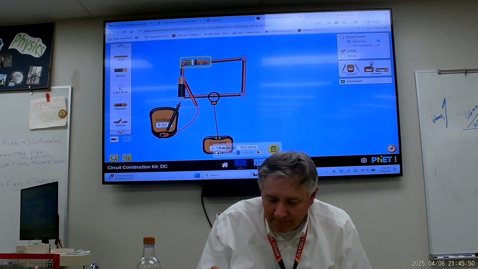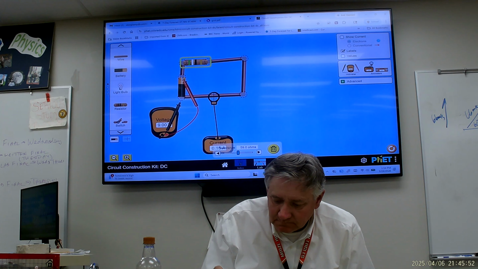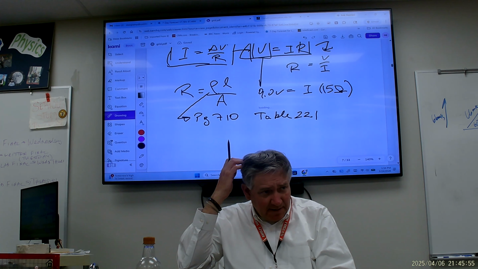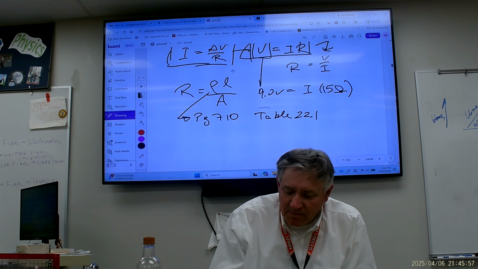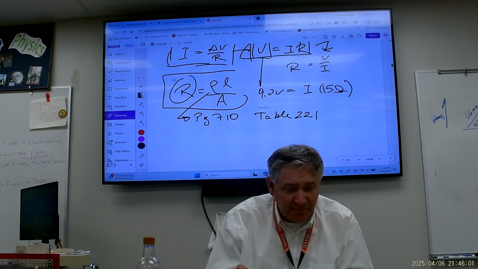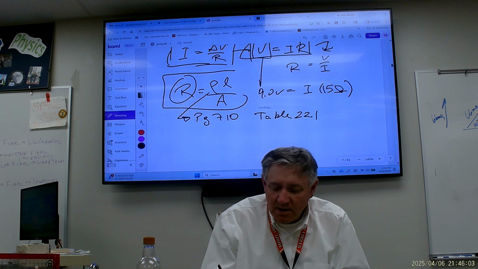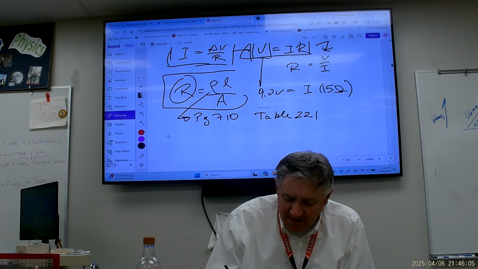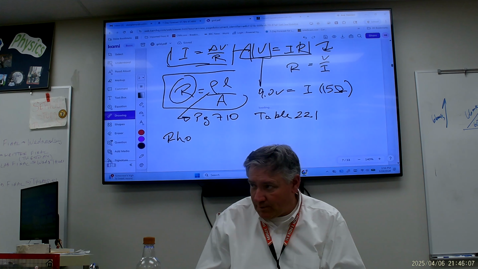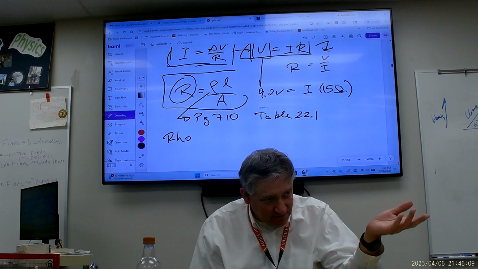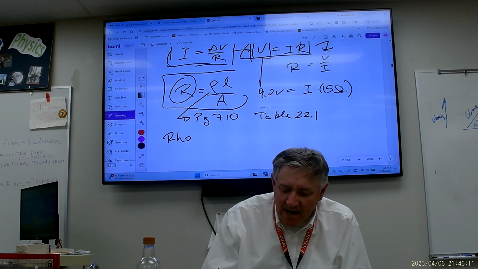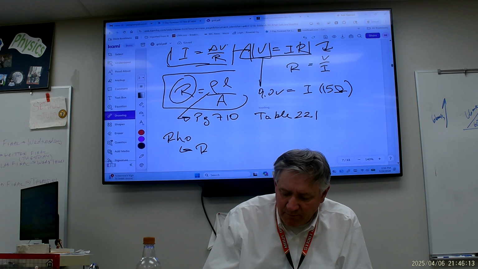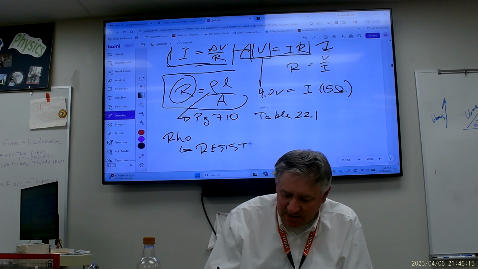Yeah. All right. Now, this other equation, which we'll talk about in just a second. So this is the same resistance as up there. Okay, it's resistance. This is technically the Greek letter rho. Looks like a P, but technically it's the Greek letter rho. And that rho is a measure of what we call resistivity.